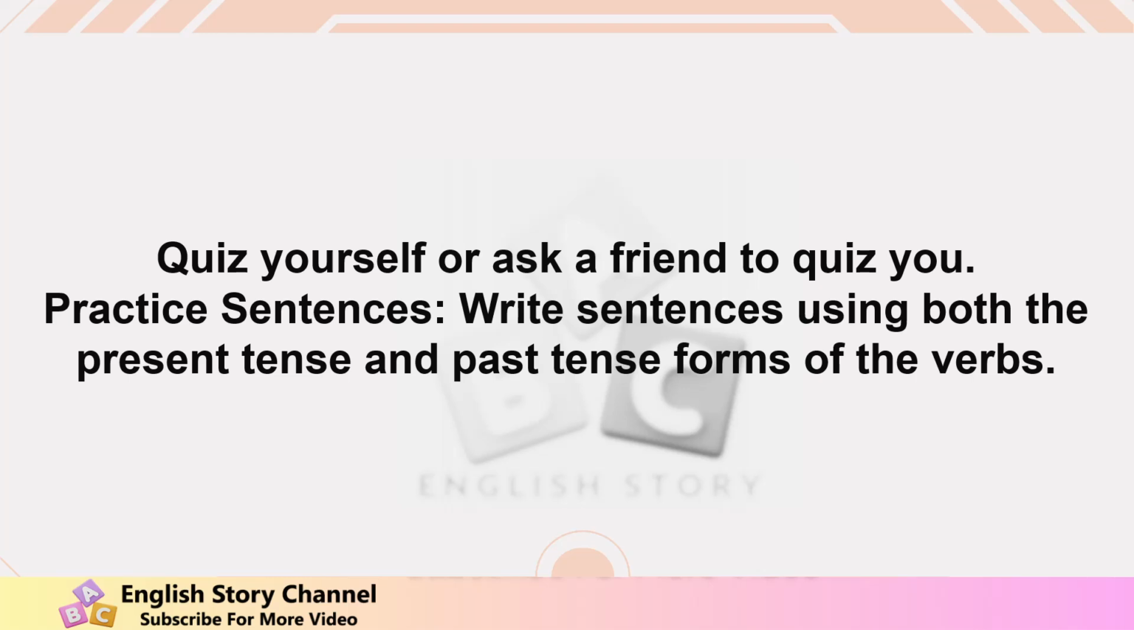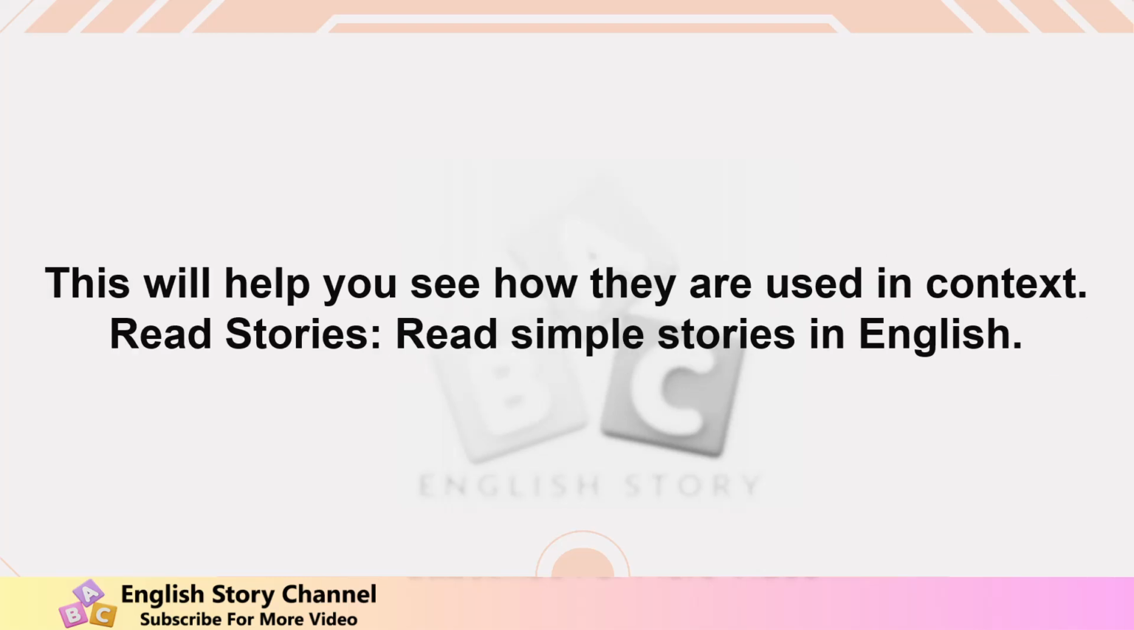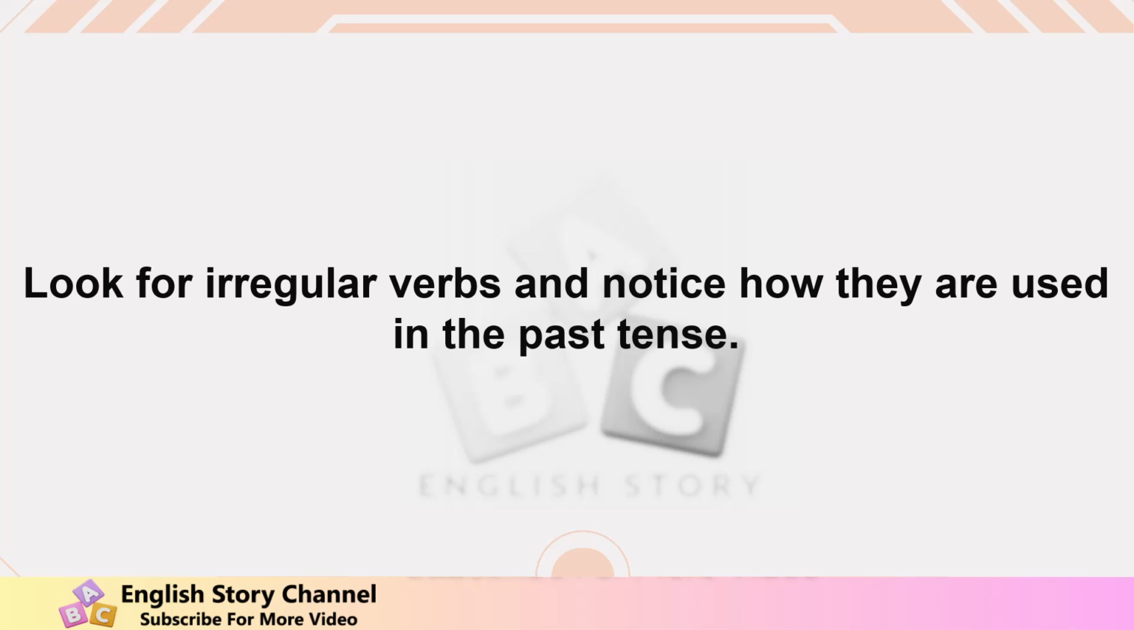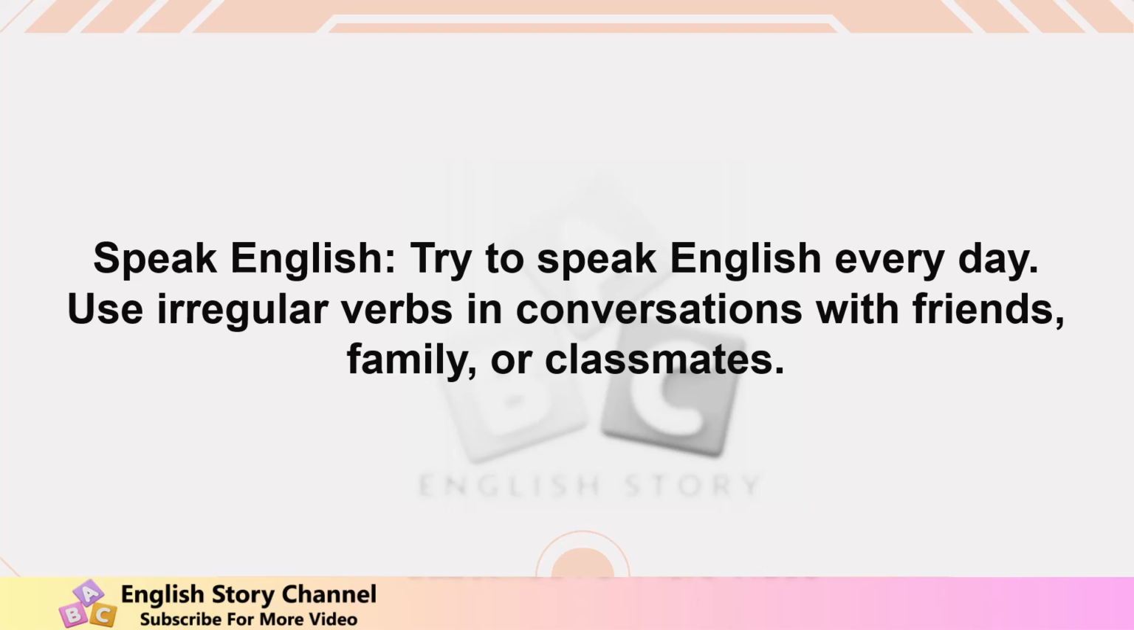Practice sentences. Write sentences using both the present tense and past tense forms of the verbs. This will help you see how they are used in context. Read stories. Read simple stories in English. Look for irregular verbs and notice how they are used in the past tense. Speak English. Try to speak English every day. Use irregular verbs in conversations with friends, family, or classmates.